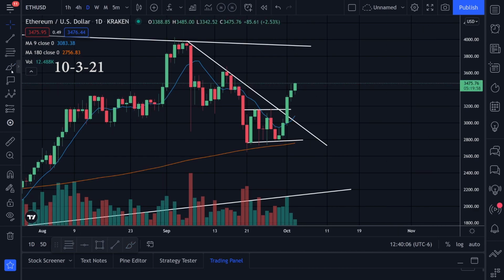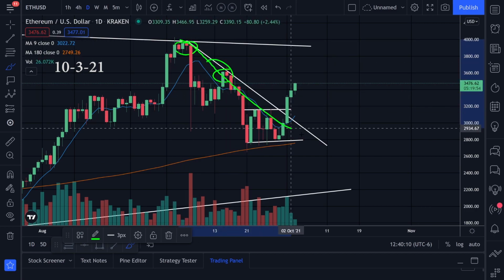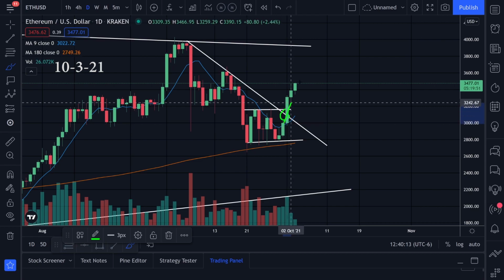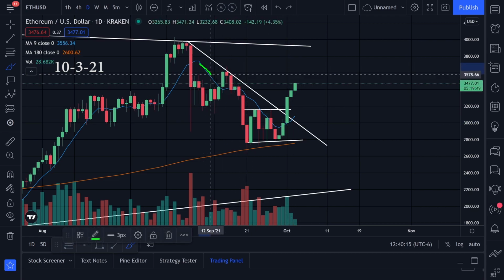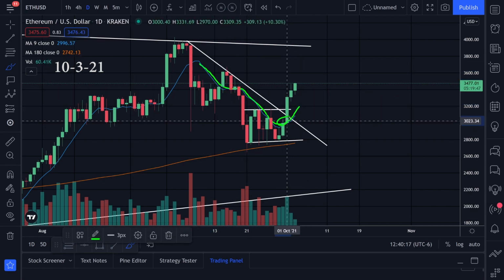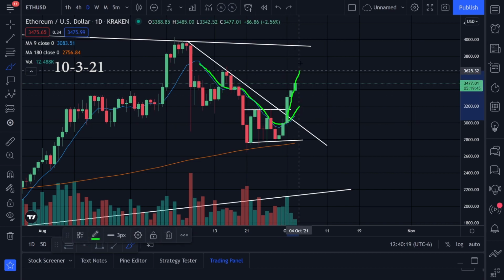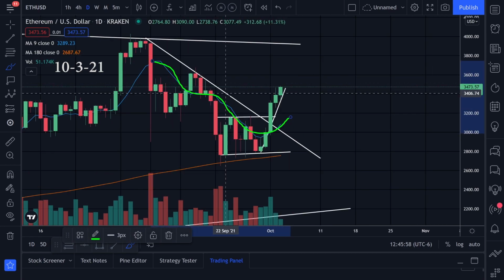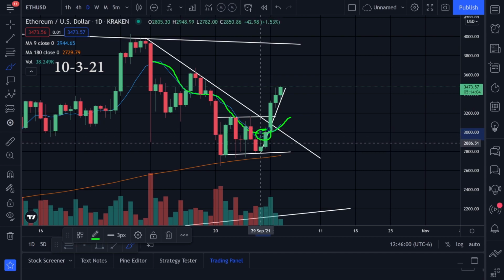If we head over to the daily time frame, you can see we had this resistance. We were watching this downtrend right here. We got a break to the upside right there, and we were also watching the 9 moving average. We broke above that 9 moving average, got some nice green candles. I really like watching this 9 moving average for breakouts, like we broke out right here to the upside.